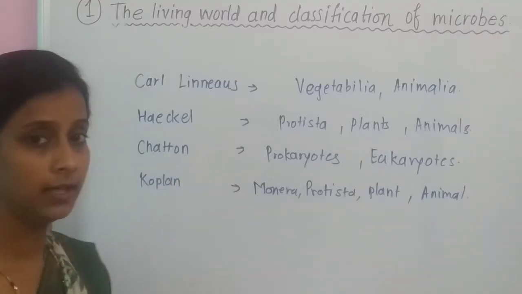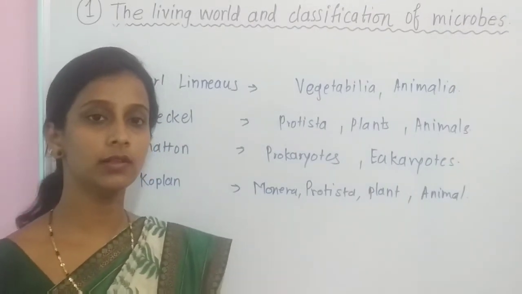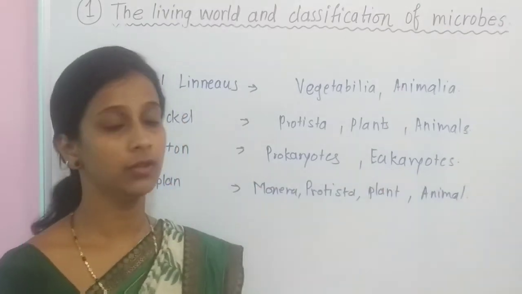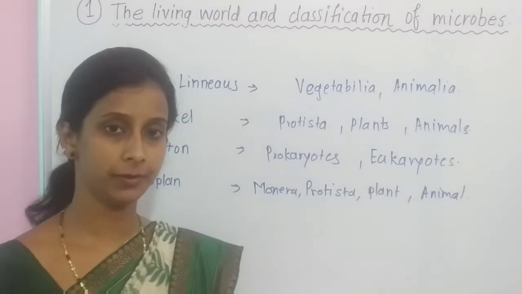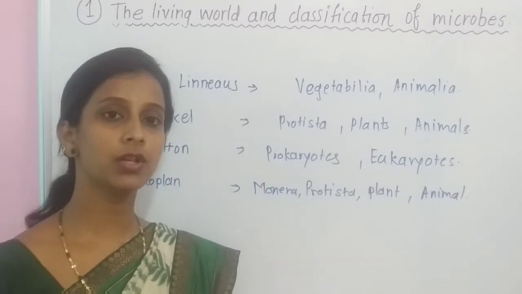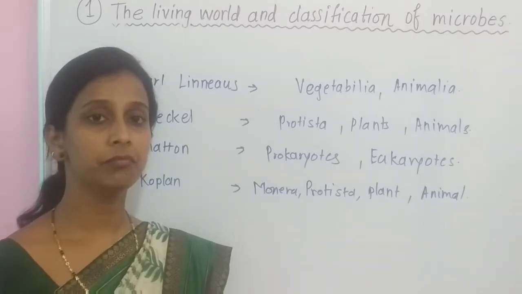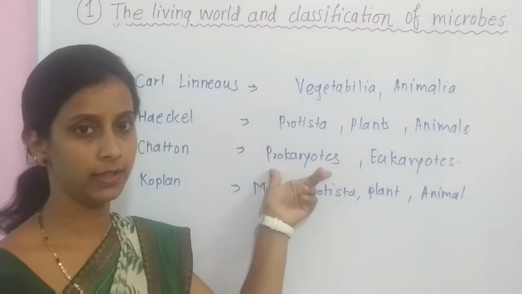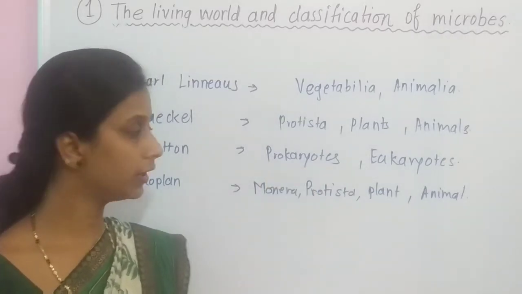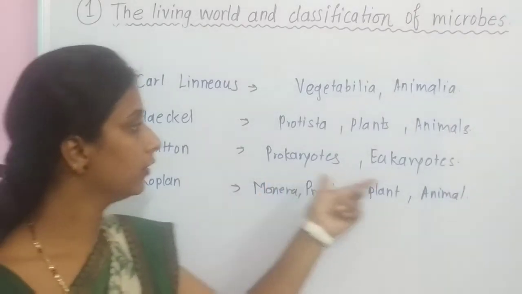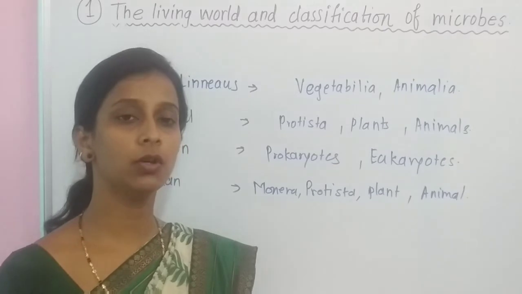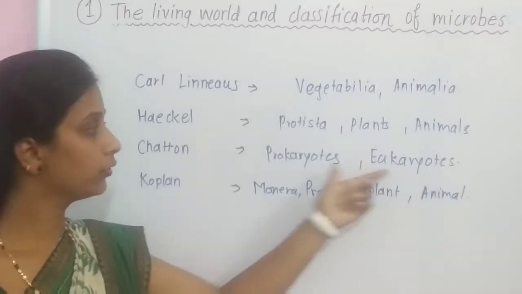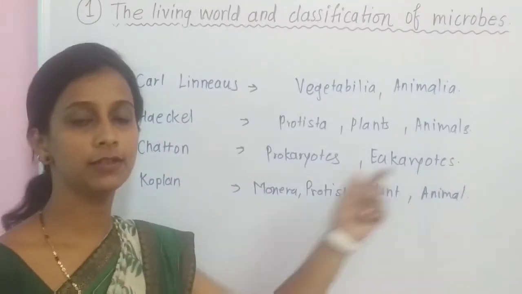Then comes Chatton. The scientist Chatton divided all the living organisms into two major groups. These are prokaryotes and eukaryotes. So what are prokaryotes and eukaryotes here? The organisms which do not have developed cells, meaning some cell organelles like the nuclear membrane are absent in prokaryotic organisms. This type of organisms are put into the prokaryotes group, whereas in eukaryotes he put the organisms which have developed cells with all the cell organelles. In this way he grouped the prokaryotes and eukaryotes.